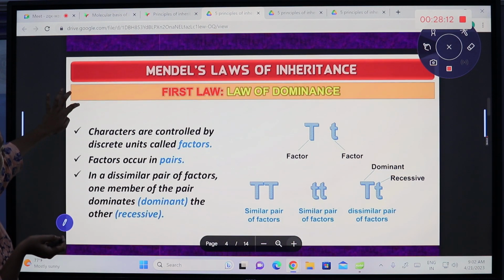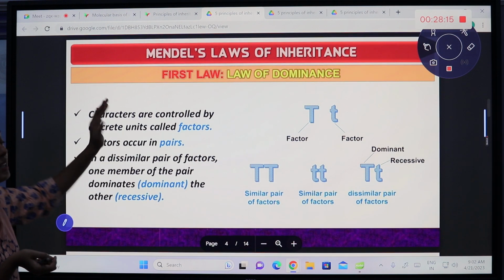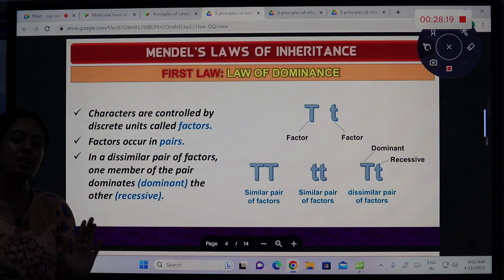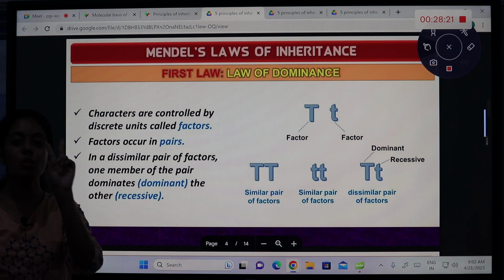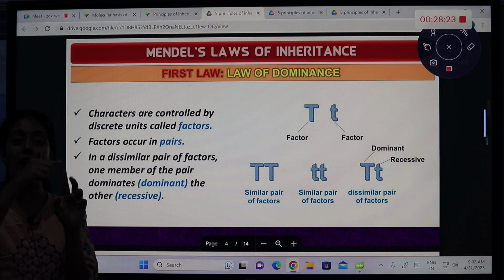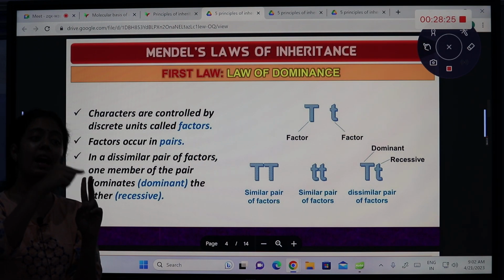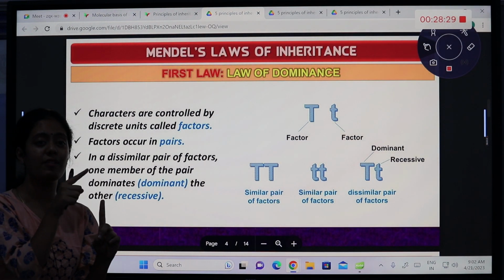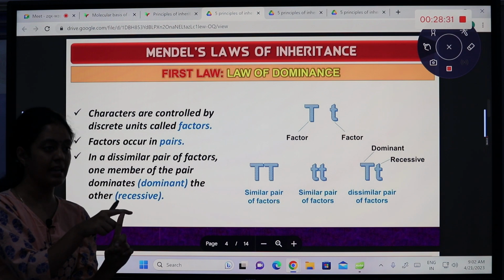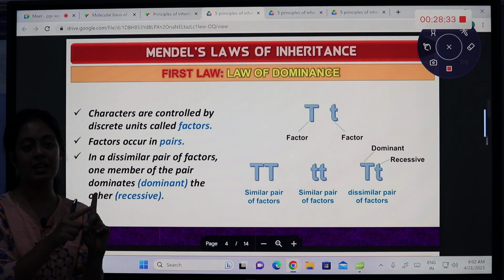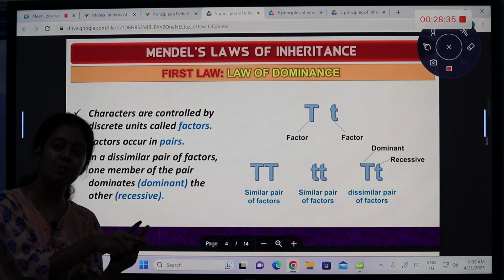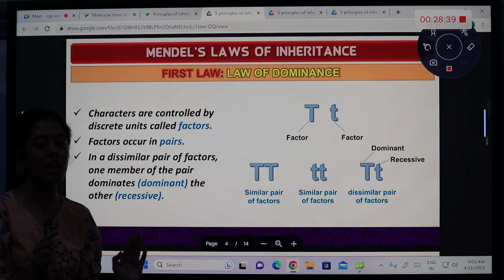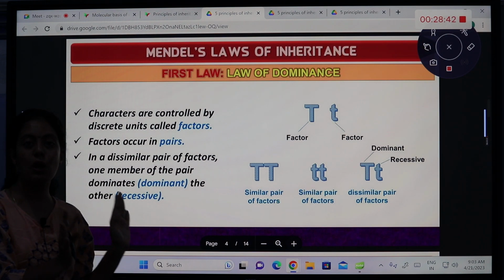This is Mendel's laws. The first law is the law of dominance. The second law is the law of segregation. So what is the law of dominance? Very simple. When there are two alleles, one allele will express itself, the other allele will not express itself. The allele which expresses itself in the F1 is called the dominant allele. It is denoted by a capital letter. The allele which does not express itself is called the recessive allele. It is denoted by small letters. That is your law of dominance.